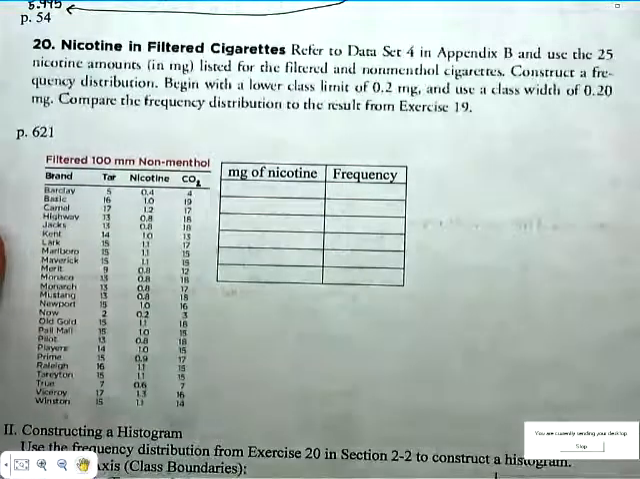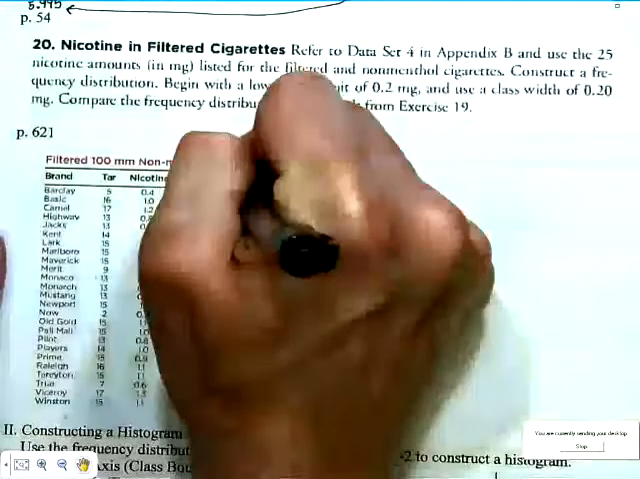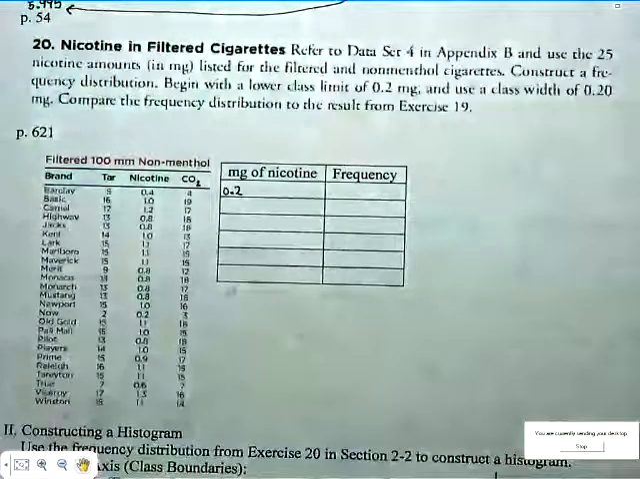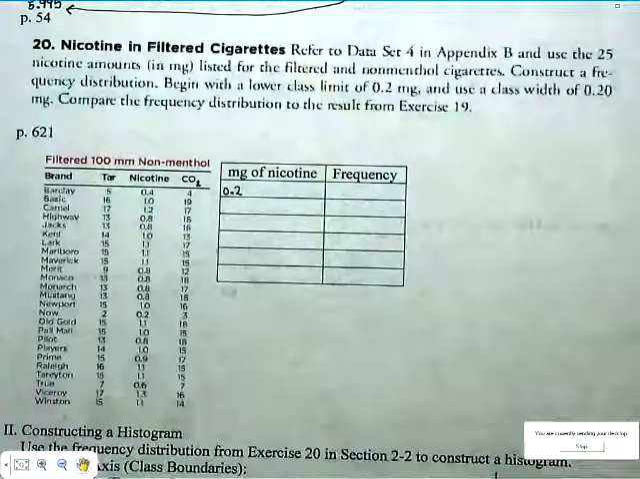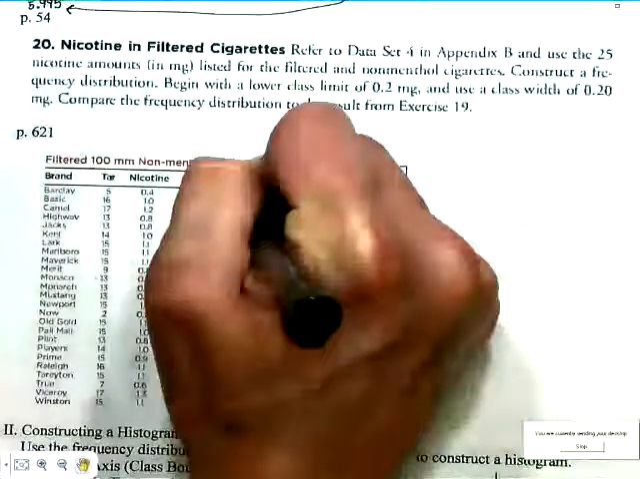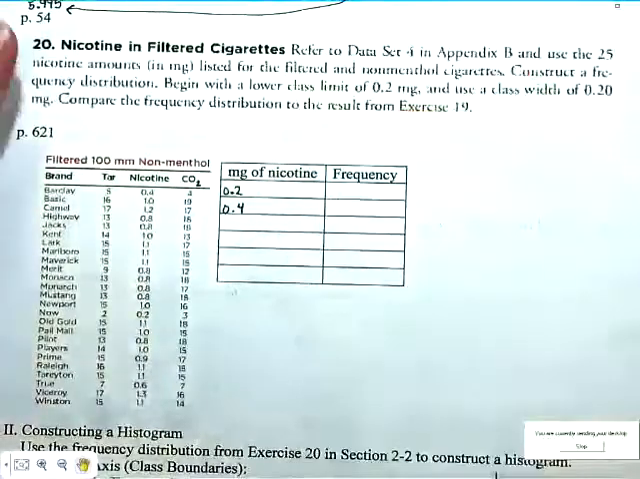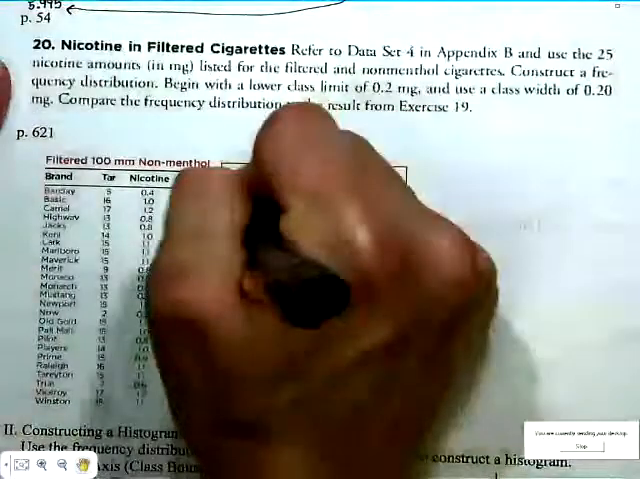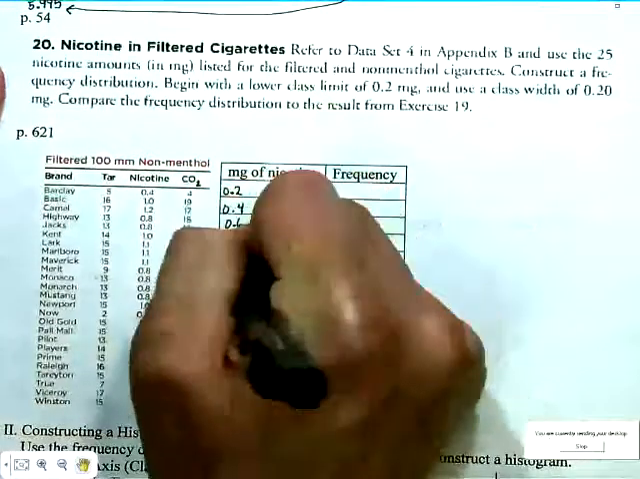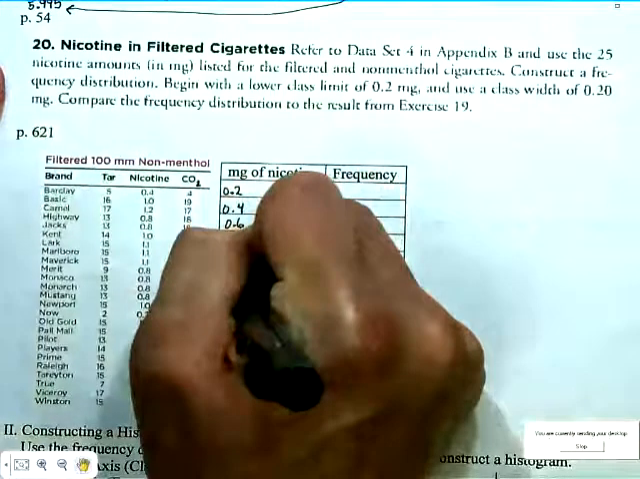Well, we're told that the lower limit of the first class is 0.2. And if the class width is also 0.2, what is the next lower limit going to be? 0.4. You're just adding 0.2 to the lower limit above. And what is the next lower limit going to be? 0.6, and then 0.8 and 1.0 and 1.2.